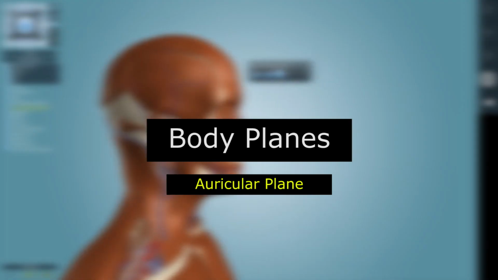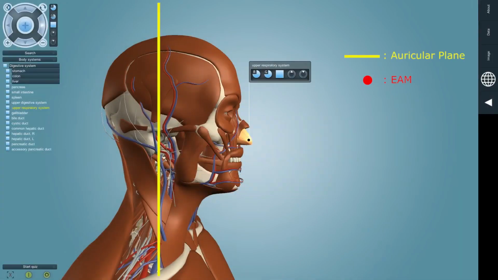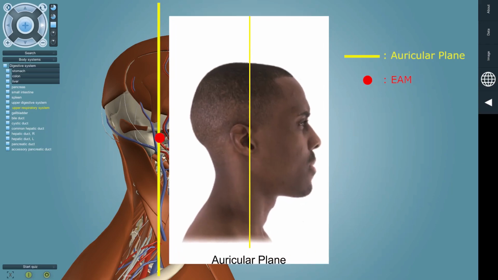Auricular plane. The auricular plane is perpendicular to the anthropological plane and passes through the center of the two external auditory meatus. It is an example of a coronal plane.